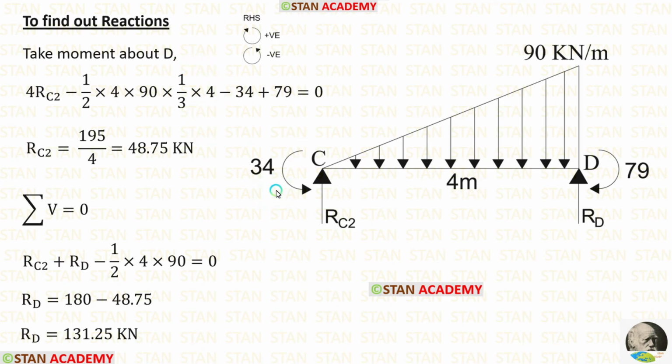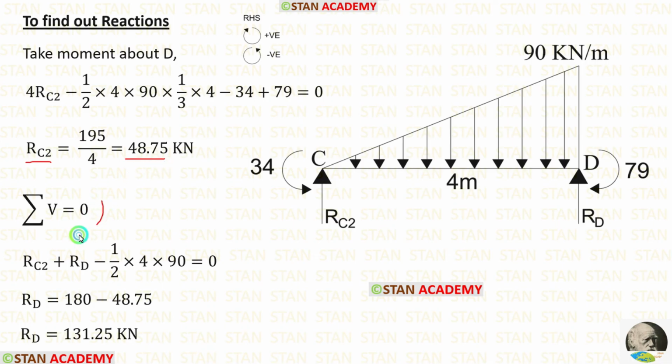Then we have two moments. The MCD moment is acting in the anti-clockwise direction, so it will be negative. The MDC moment is acting in the clockwise direction, so it will be positive. Finally, we are getting RC2, which is equal to 48.75 kilonewton.